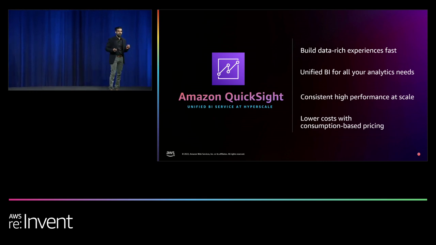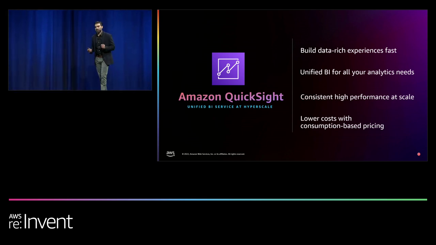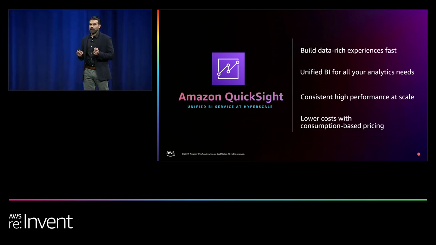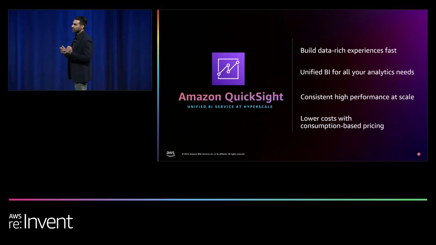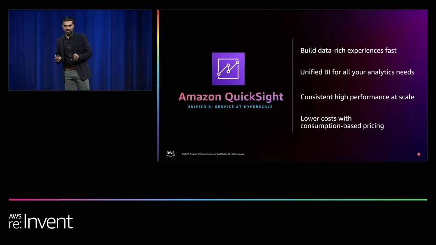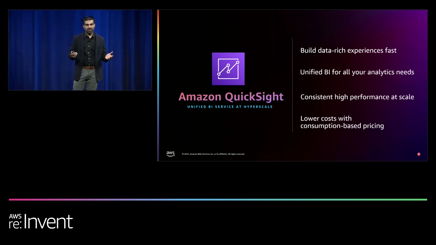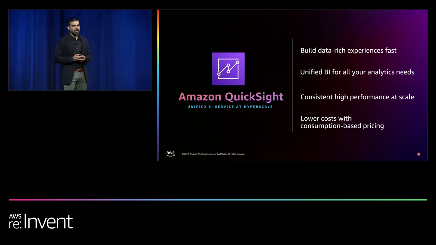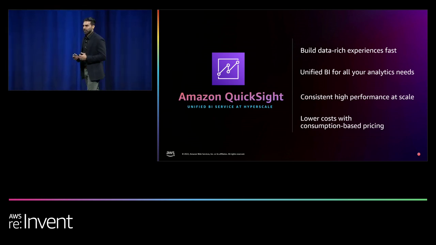For example, fulfillment by Amazon, which is an Amazon.com service that our third-party marketplace sellers use to outsource their shipping to Amazon.com. Hundreds of thousands of those users use embedded QuickSight dashboards to understand their sales performance and make inventory decisions. And last but not least, Amazon QuickSight comes with consumption-based pay-per-session pricing, which our customers tell us is orders of magnitude cheaper and more cost-effective than traditional BI solutions. So now you have some understanding of what QuickSight is.